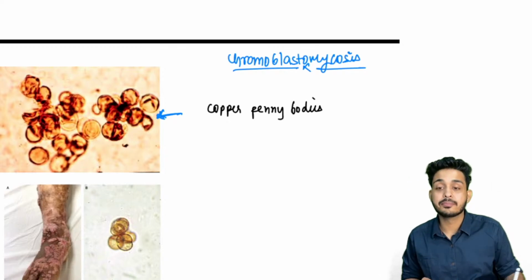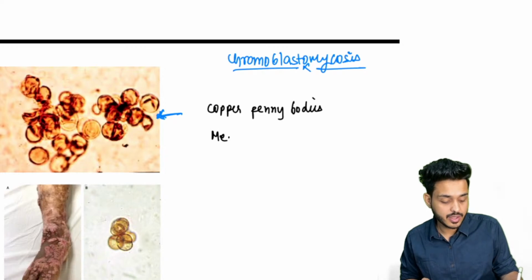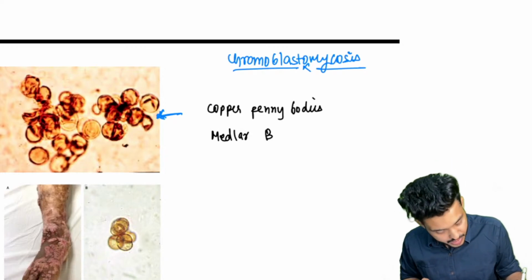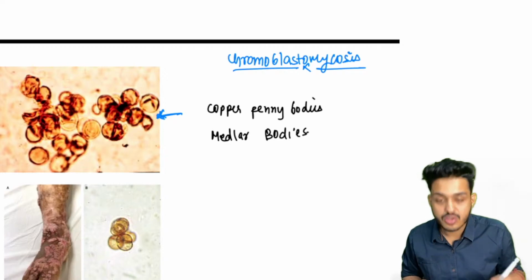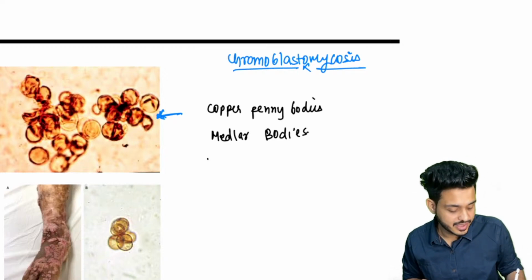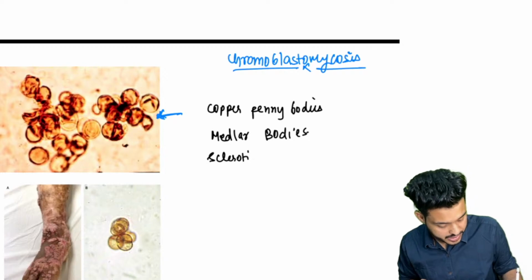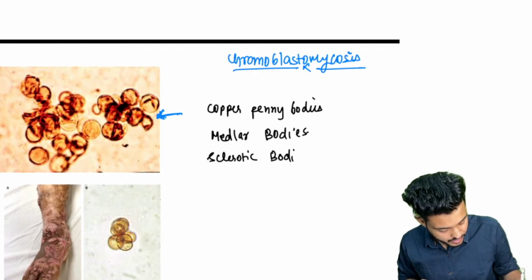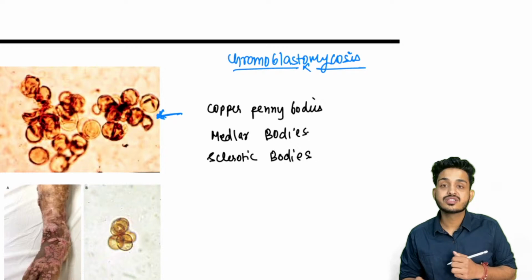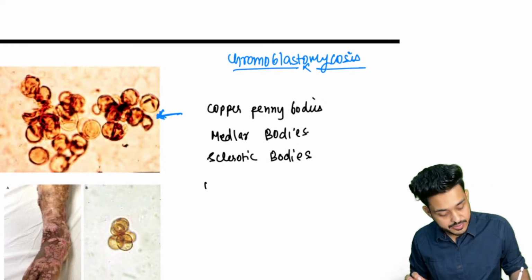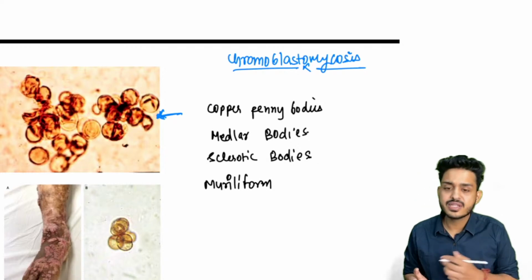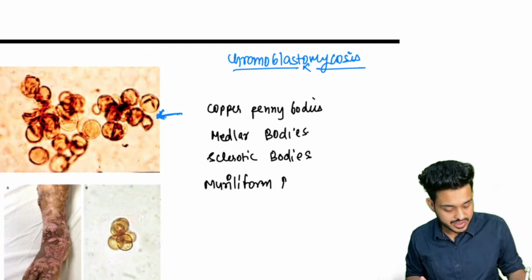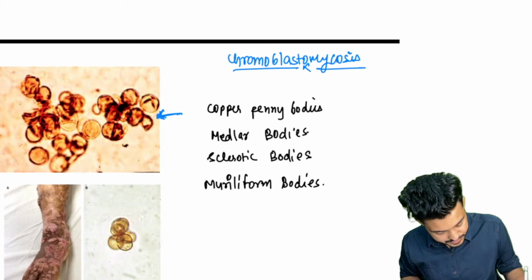These are also known as medlar bodies. और क्या बोलते हैं इनको? Medlar bodies. Copper penny bodies, medlar bodies. These are also known as sclerotic bodies. What else? These are also known as muriform bodies. So these are the multiple names of the same thing. So these are muriform bodies.